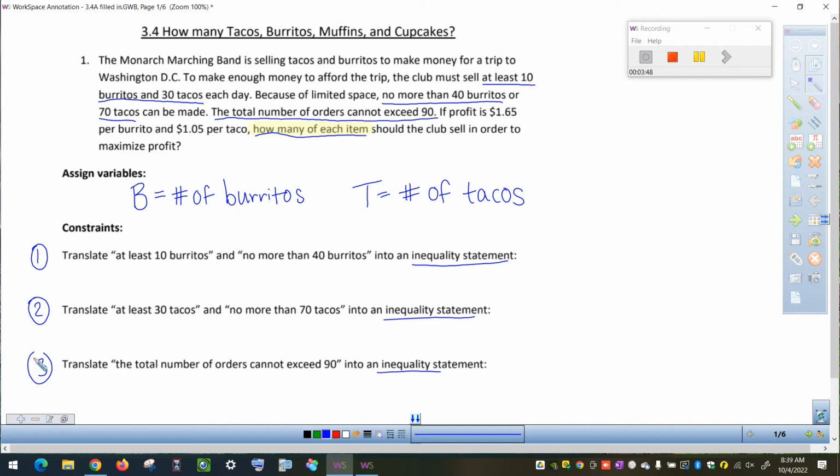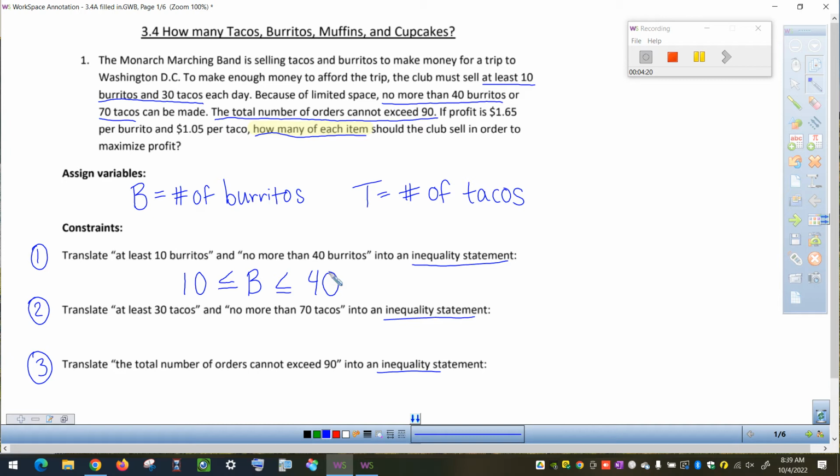So let's start with the burritos. If we have to have at least 10 burritos, but no more than 40 burritos, that's going to look something like this. We can actually write that one as a compound inequality, where the number of burritos has to be greater than or equal to 10, so I'm going to put that on the left side. At the same time, no more than 40 burritos means that it would be less than or equal to 40. So this statement here is telling us, okay, the number of burritos has to be in between 10 and 40 burritos.